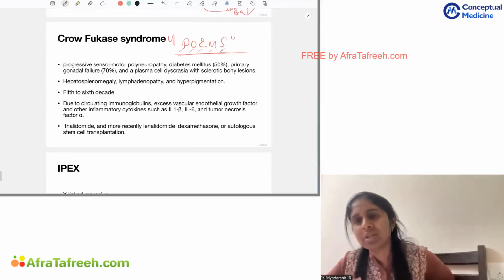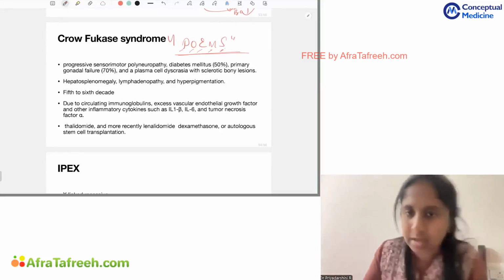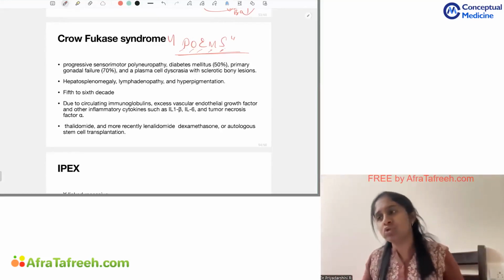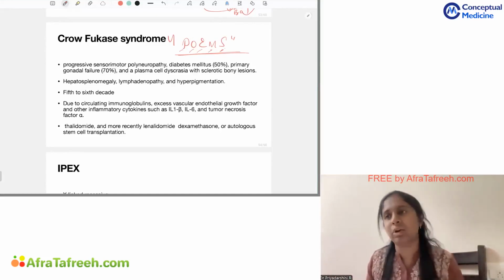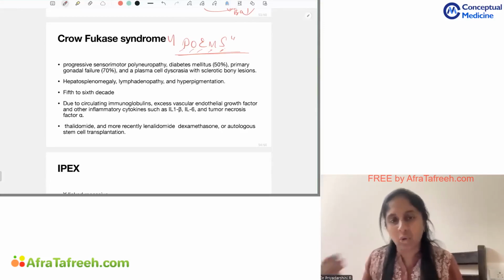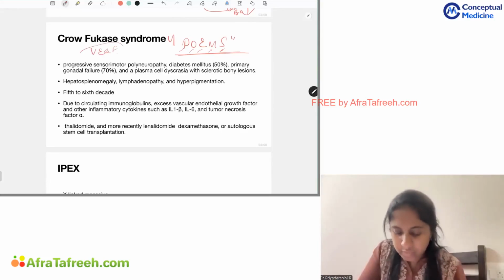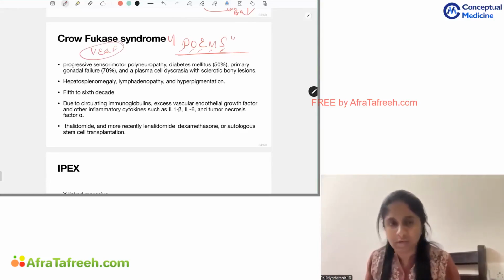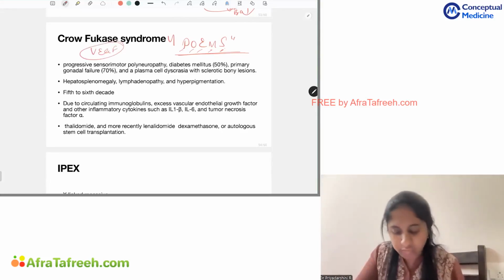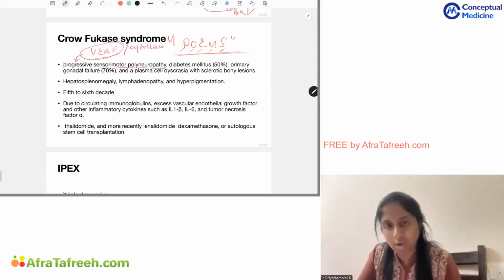The basic problem is a light chain myeloma or a plasma cell dyscrasia in any form. It is usually a monoclonal gammopathy or some myelomas. Because of that, there would be a paraneoplastic manifestation. It will start to produce a lot of VEGF, vascular endothelial growth factor, and other cytokines secreted by this myeloma. There will be a progressive sensorimotor polyneuropathy.